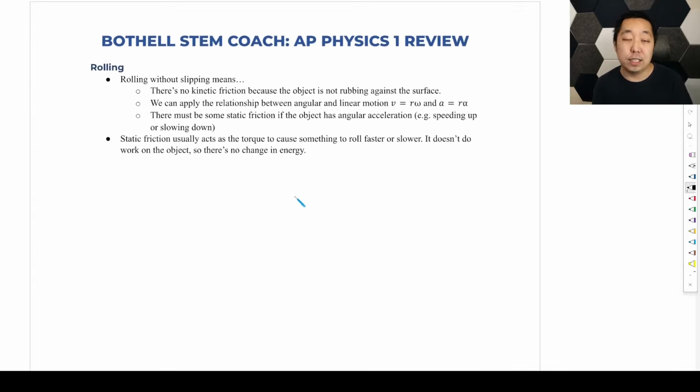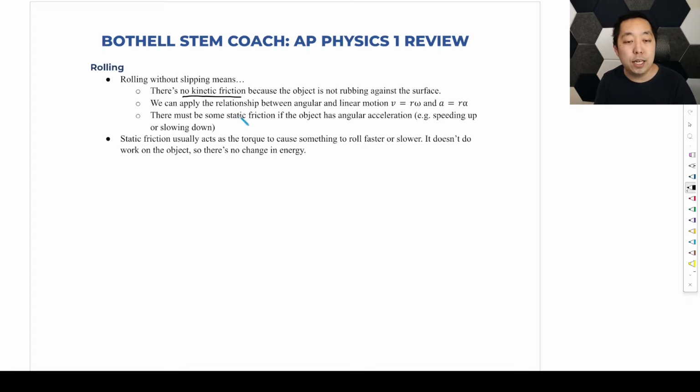Rolling is a very specific case, and you have to be very careful on this. Rolling without slipping is a very common scenario that we have. And when you roll without slipping, there may be friction, but there's definitely no kinetic friction because when it rolls without slipping, it doesn't rub against the surface. Okay, so it's not kinetic friction. Okay, if it's rolling while slipping, then there is some kinetic friction because then what that means is the surfaces are rubbing against each other.